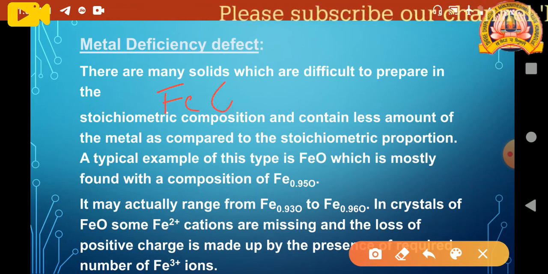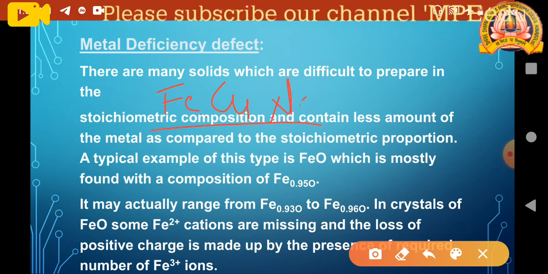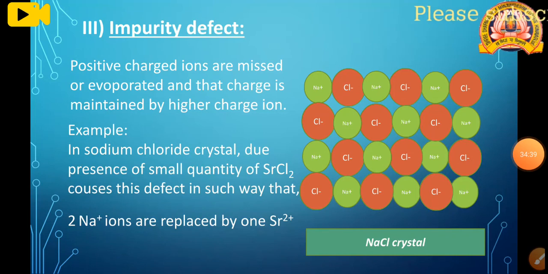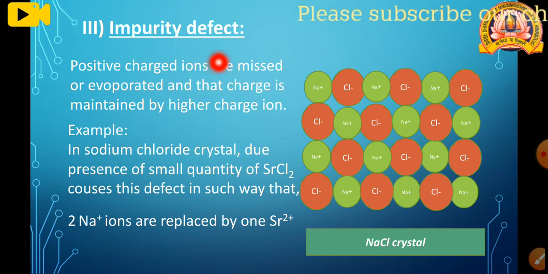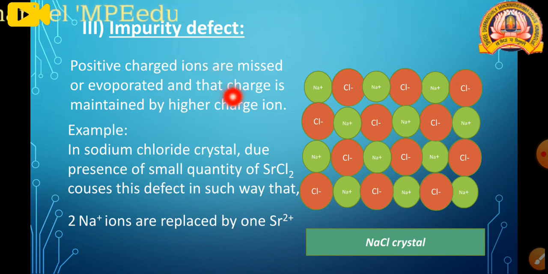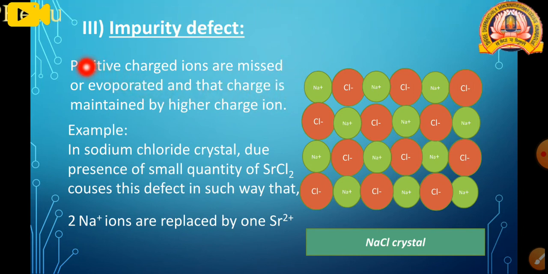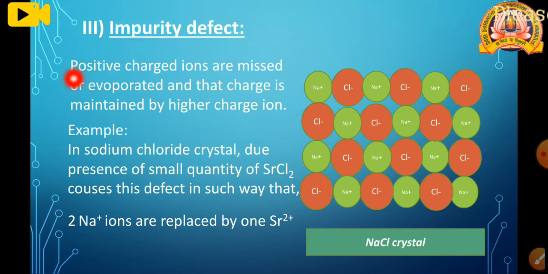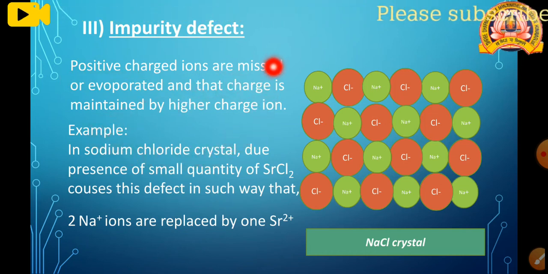Okay, the last thing is impurity defect. Come to the last point of the defects part. Impurity defect, don't confuse it with the others, because the concepts are very near to one another, so there is a possibility of confusion. Correctly understand the concept of the defects, then the theoretical part becomes very easy. The last one is the impurity defect. In an impurity defect, positive charged ions are missed or evaporated, and that charge is maintained by a higher charged ion.